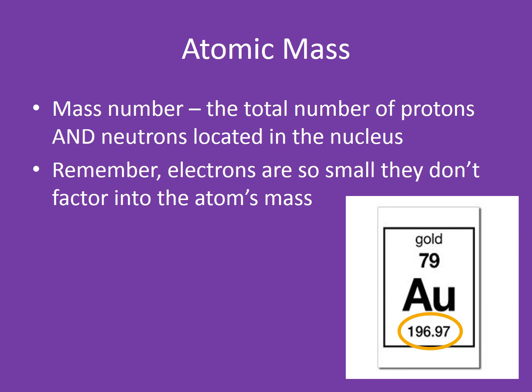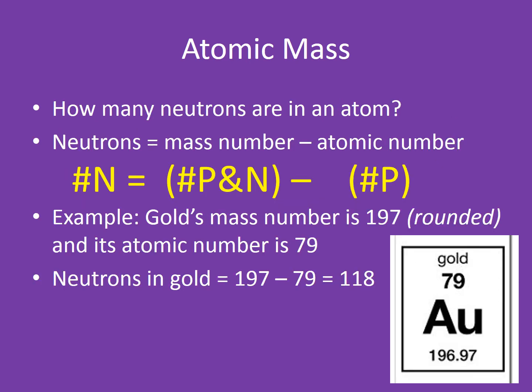And then the second number on the periodic table, that's your mass number. That is looking at the mass of the atom. So we said we don't talk about electrons when we're talking about the mass of an atom. So this is just the number of protons and neutrons that you find inside of that atom. So we know how to figure out protons. We know how to figure out electrons.